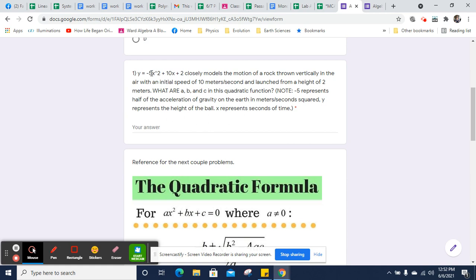Well, A is going to be -5 because that's the x squared coefficient. B is going to equal 10 because that's the x or linear coefficient. -5 is the quadratic or square coefficient, and 2 is the constant coefficient. So C is 2. C is the constant in the quadratic equation, I should say. So now we know A, B, and C.